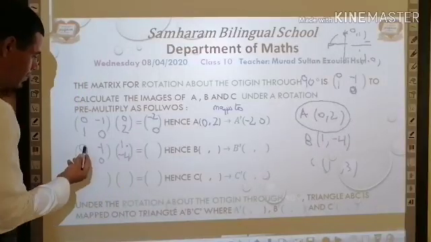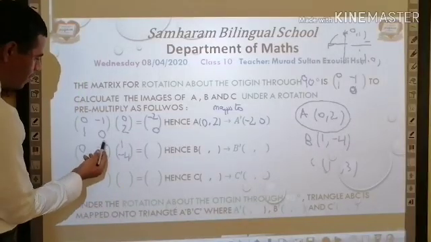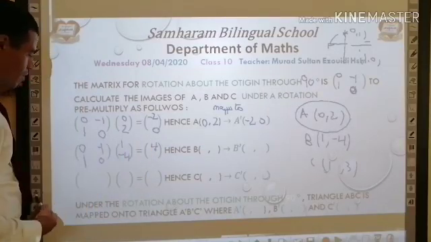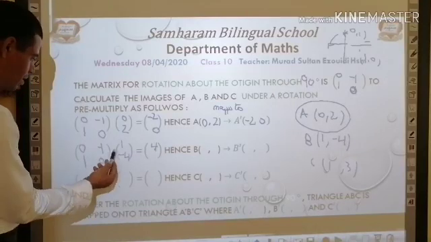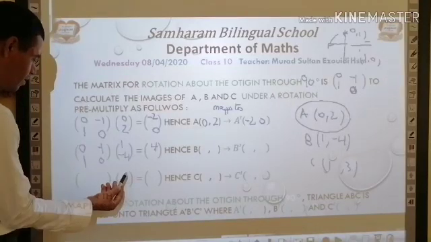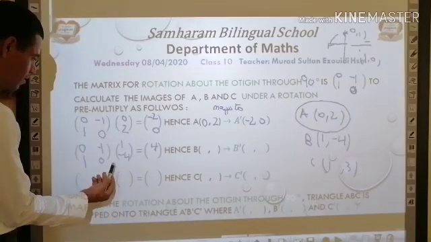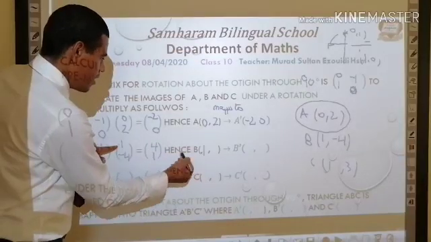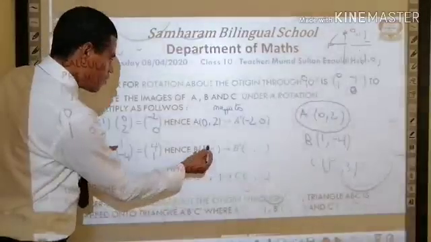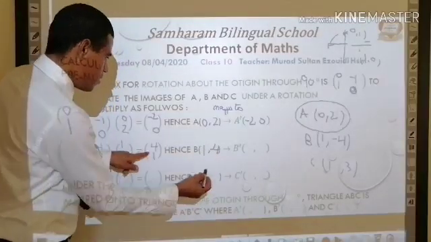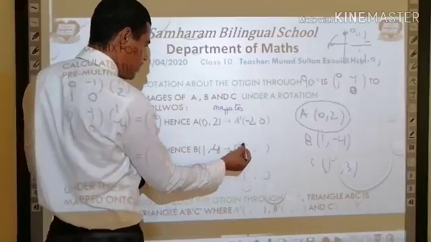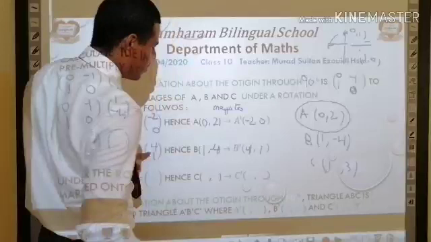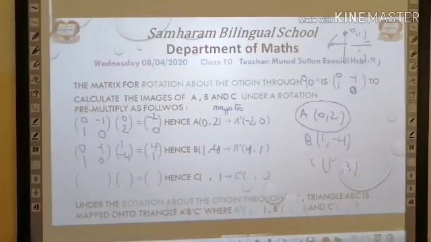0 by 1 is 0. Then negative 1 multiplied by negative 4 is 4. 1 multiplied by 1 is 1, plus 0 multiplied by negative 4 is 0. 1 plus 0 is 1. So B of coordinates 1, negative 4 maps to B prime, which is 4, 1.